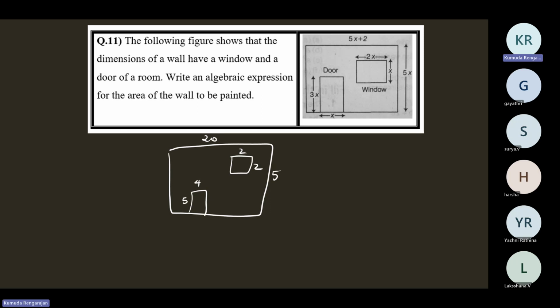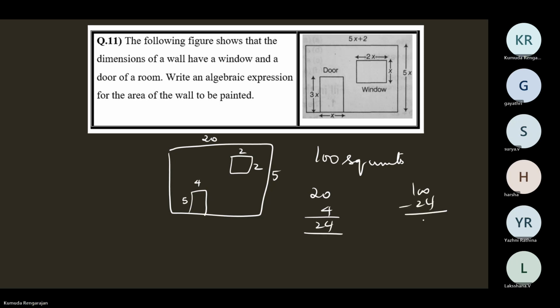So how will we do this? Area of the wall is 20 into 5, 100 square units. Area of the door is 5 fours are 20. Area of the window is 2 twos are 4. So 24. 100 minus 24 is 76 square units. This is the area of the wall to be painted. Area of the wall will be L into B. Area of the wall to be painted will be L into B minus the area of the door minus the area of the window.